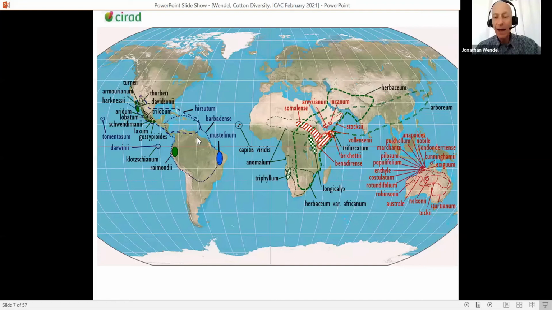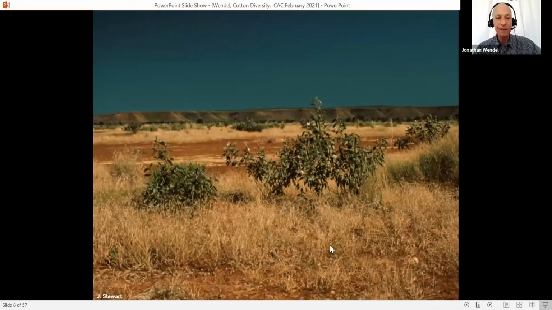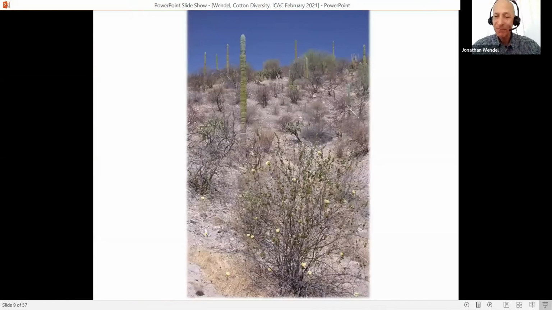I've been to many of these places, not to all of them. Most of these species exist in small, isolated, relictual-like populations. Here's what one looks like. This is Gossypium australe from central Australia. You can see they are shrubs that grow in dry places. Fun to go there and collect. Look for the cotton in this picture, everybody. See if you can find it.